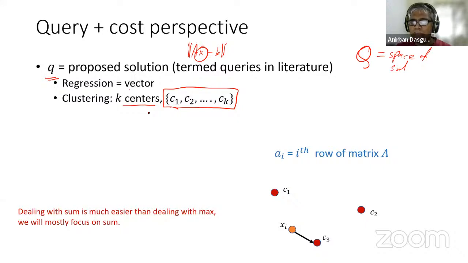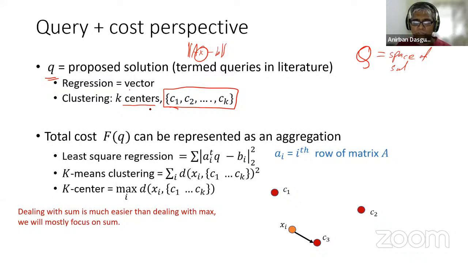And what the algorithm really needs to do is find out the best such proposed solution. Okay, and how do I write out all of these costs? So the total cost f of Q. Remember, Q is a proposed solution. So I'm writing out the cost for a proposed solution as an aggregation over the different points.